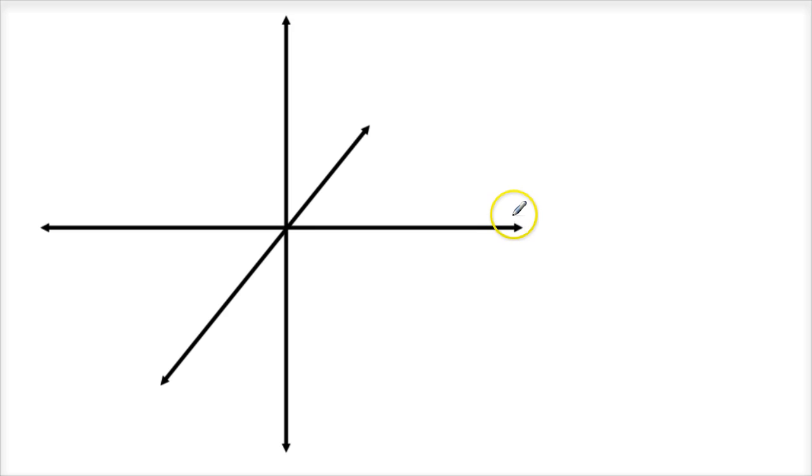So the x-axis and the y-axis we're pretty used to. So here's the positive end of the x-axis. This would be the negative end of the x-axis. This would be the positive side of the y, and this would be the negative side of the y-axis. But now we've thrown in this third axis here, and this is what's called the z-axis.